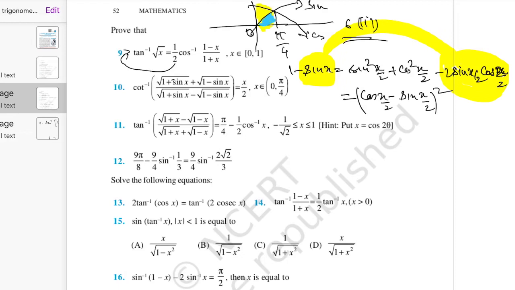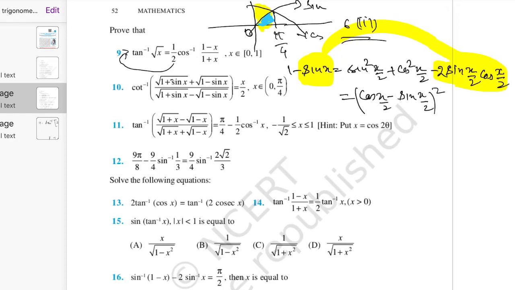From 0 to pi by 2, cos x by 2 or cos x is greater than sin x when x is between 0 and pi by 4. That is why when we are taking the positive square root, we will take cos x by 2 minus sin x by 2. In the given domain, cos x is greater than sin x. From 0 to pi by 4, cos x is greater than sin x. That is why we are taking here cos x by 2 minus sin x by 2, not sin x by 2 minus cos x by 2.